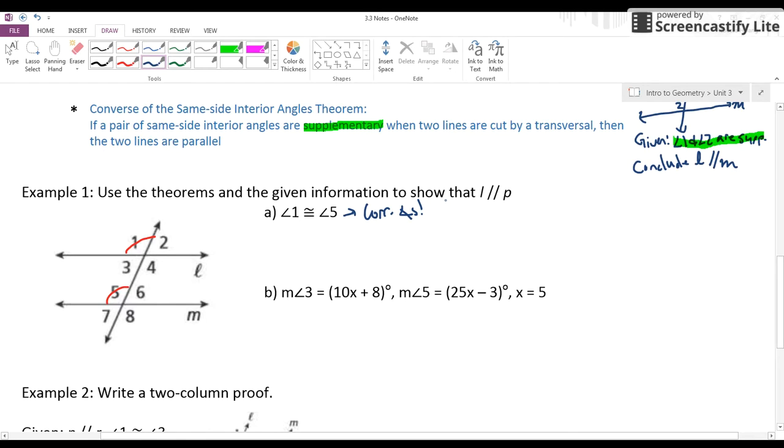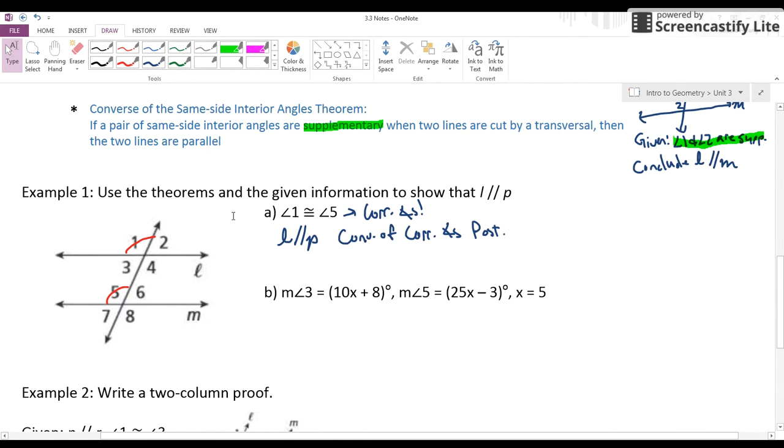So I want to go back and say, well, if they're corresponding angles, can I say that these lines are parallel if my corresponding angles are congruent? And yes, you can. So we can say L is parallel to P by the converse of the corresponding angles postulate. And again, if you don't remember the name, that's fine. You can say the lines are parallel because the corresponding angles are congruent, right? Okay, let's look at part B.